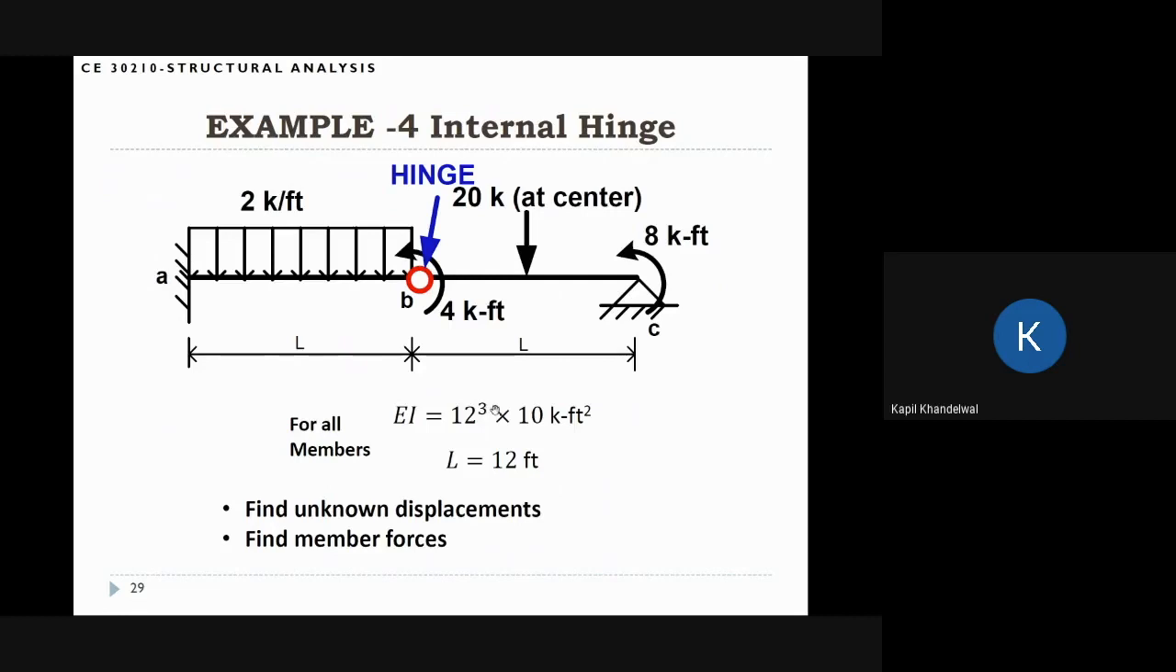So in this case, what's happening? We have a beam, and the span is L for both members here. So AB is one beam member, BC is another beam member, and they're connected at this point B with a hinge. And there's some uniformly distributed load on AB, and there is a concentrated load at the center of the span BC. And there are some moments acting, okay? They're concentrated moments. So there's a moment acting at C, and this is 8 kFit, and there's a moment acting on the right side of B, that is 4 kFit.